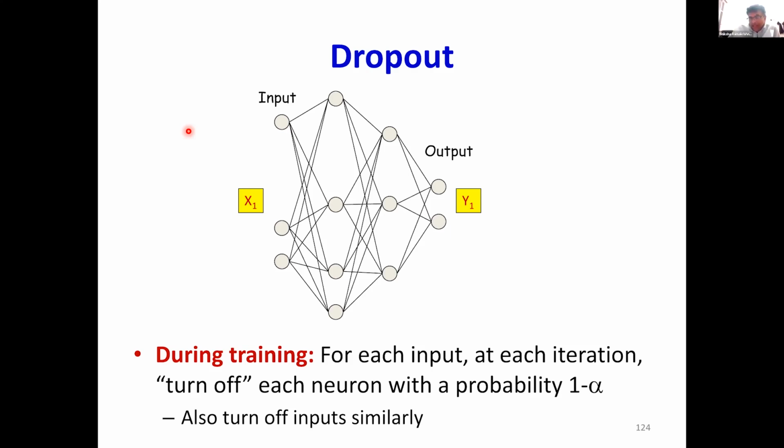How many can I construct? 2 raised to n, because I can switch these. There are 2 raised to n different ways of switching on and off these neurons, right? And we are speaking all the way only till the feature layer. Obviously, you're not going to be switching off neurons in the class output layer.